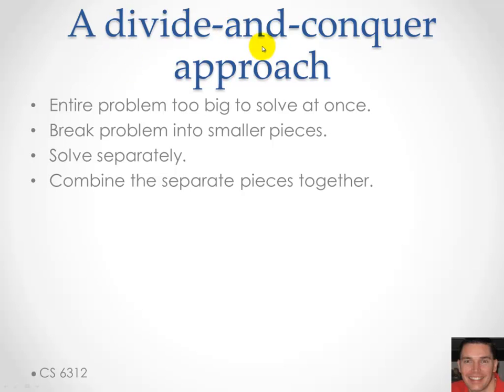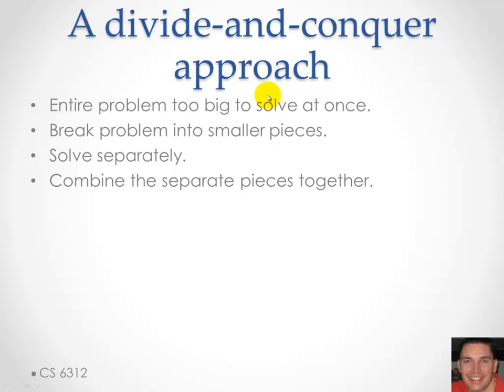This here is known as a divide and conquer approach, where we start out and we say, the original problem is too big to solve at once. But I know how to solve it if I can get it down to something smaller. And so we try to break the problem down into smaller pieces, and then we solve each of those smaller pieces separately. And once we have solved those, then we combine those separate pieces back together to build our solution. So this is known as a divide and conquer approach.